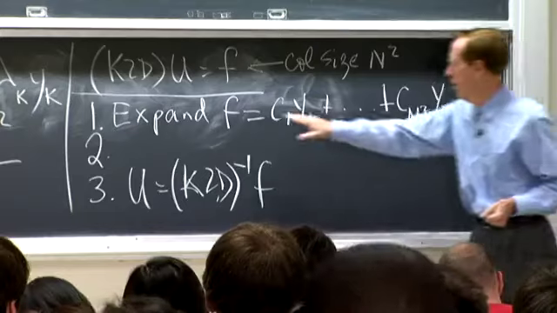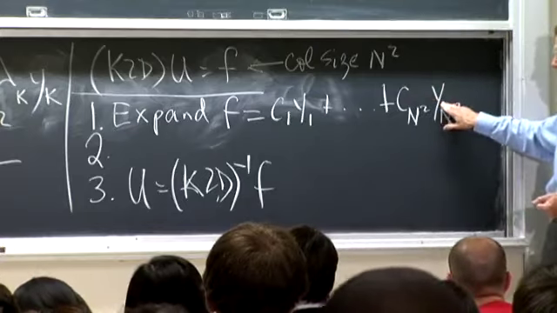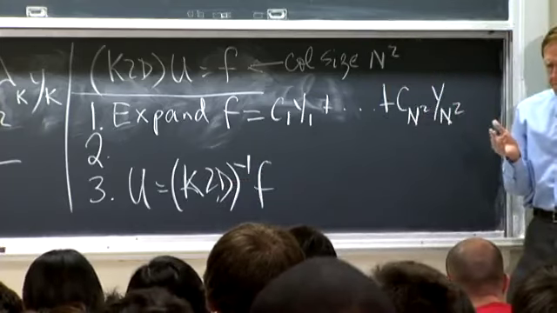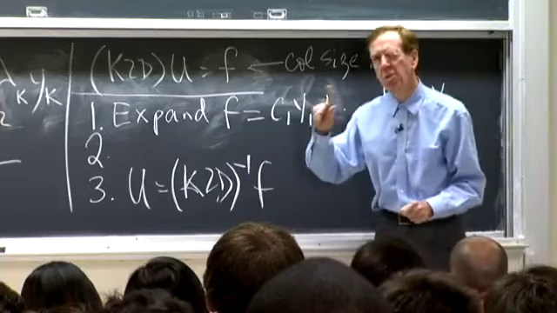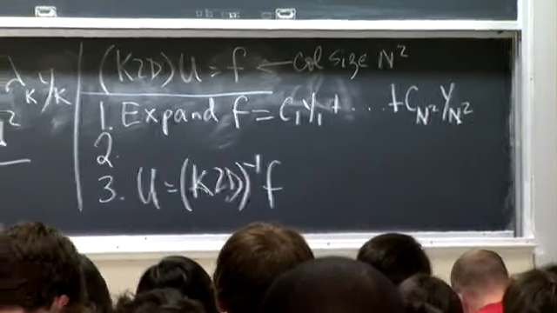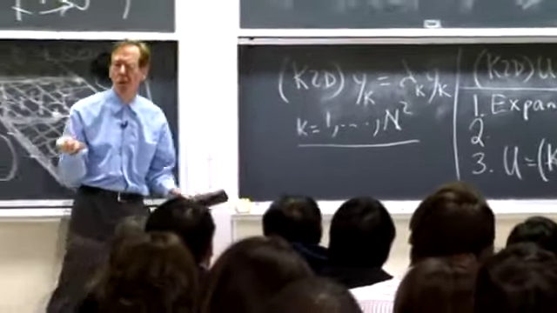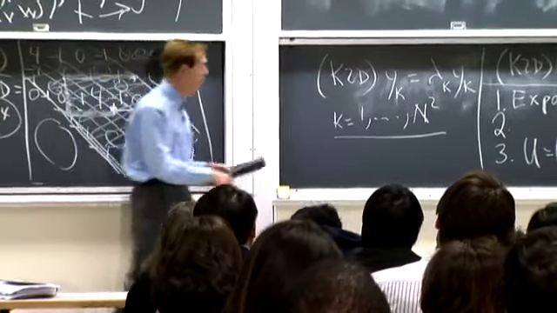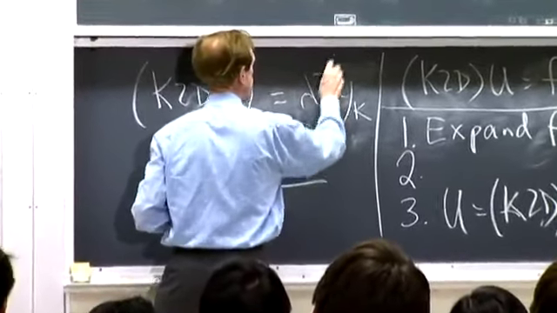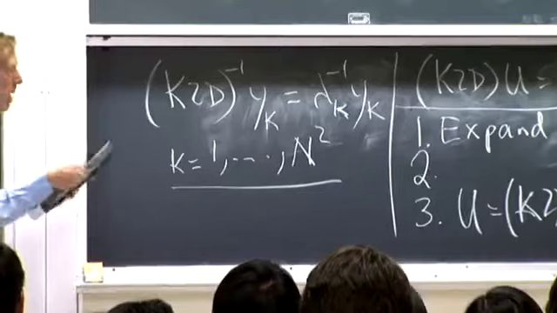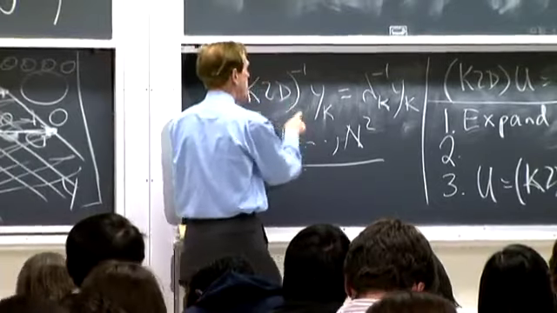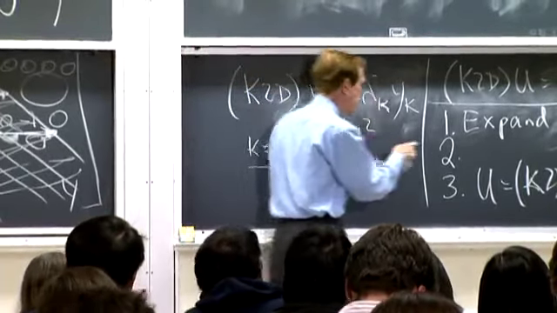So here I've got F in terms of the eigenvectors. Now I want to get U in terms of the eigenvectors. Well, what's the eigenvalue for K2D inverse? Do you remember? It's 1 over the eigenvalue, right? If this is true, then this will be true with lambda K inverse. It's simple, and I won't stop to do it, but we could come back to it. So I know how to get K2D inverse.